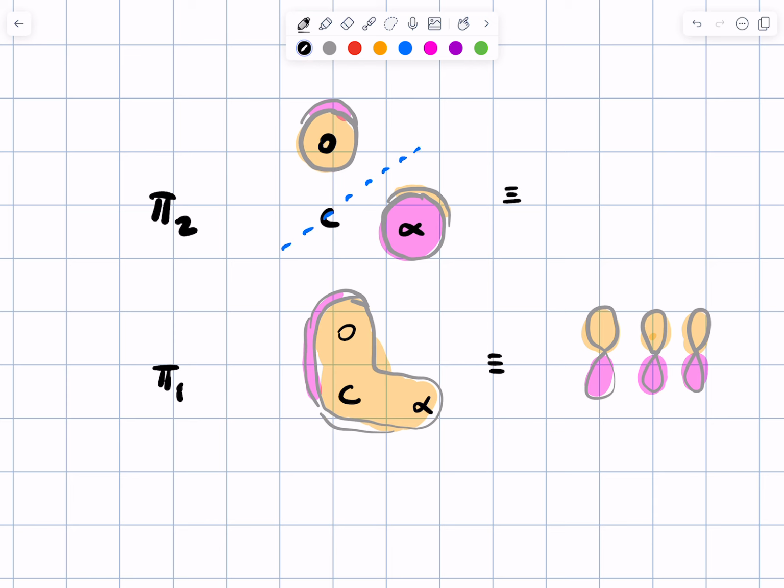And if you were to view this from the side, what it would look like is a lobe on the oxygen and on the alpha carbon, but a node at the carbonyl carbon that's in the middle.